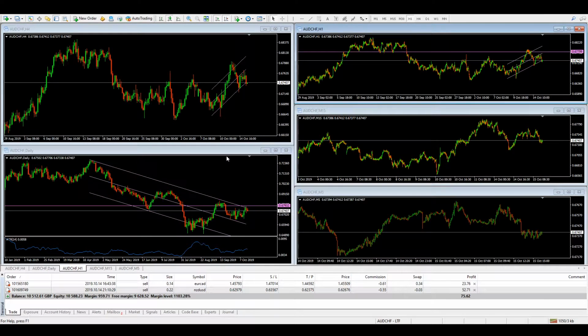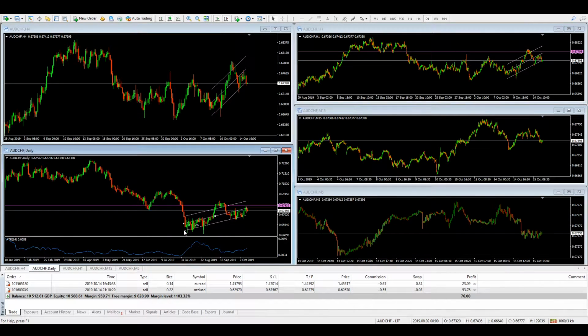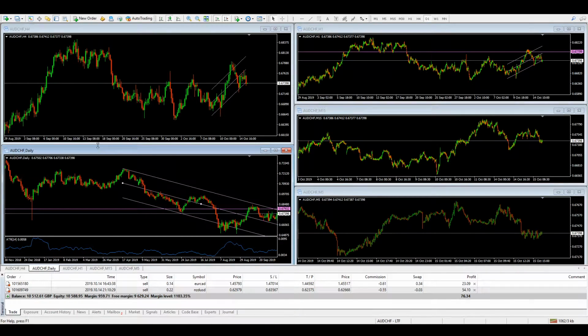So let's move on. We're looking at the AUDCHF here. Clear signs of lower lows, lower highs in the daily. It's a bit too much limbo here for me at the moment. I probably would have mentioned this last week.